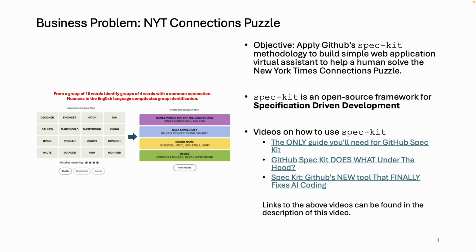This continues from our earlier video about building a virtual AI assistant that helps a human solve the New York Times connection puzzle. The AI assistant was developed using a specification-driven development approach, where an AI coding agent developed the software from a set of written specifications.